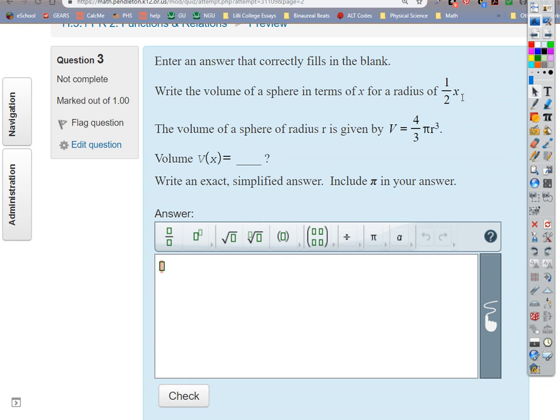How are we going to take this volume function? Because right here, this really could be written as v of r. Right? We've got r as the input variable that we're using to calculate volume. But what are we going to do with that r? Substitute 1/2 x. Right? We're told right here that r equals 1/2 x, or just x over 2. So there's my substitution equation.